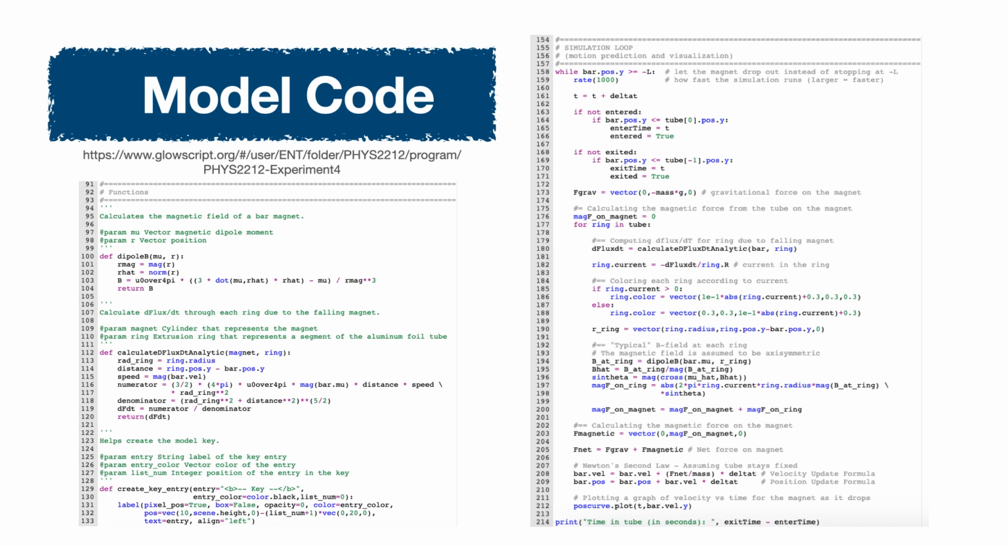Of note, the magnetic force is calculated by first calculating the changes in flux over time for each ring that represents the aluminum foil tube to determine the induced current caused by the falling magnet that results in a magnetic force on the falling magnet.